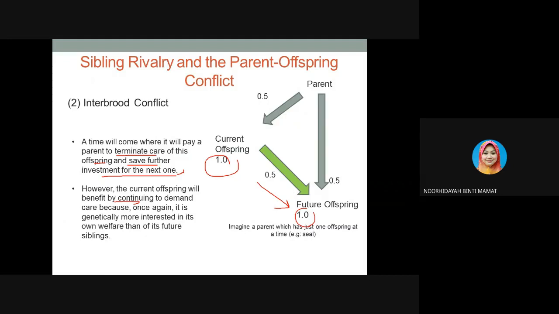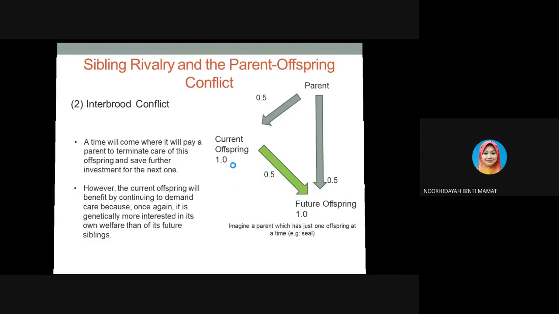Because the future sibling is only half as likely to share a copy of a gene that resides in the current offspring, they are only related by 0.5. That is why the current offspring demands more, so that it gets more benefits from the parents. So this is what we call the inter-brood conflict.